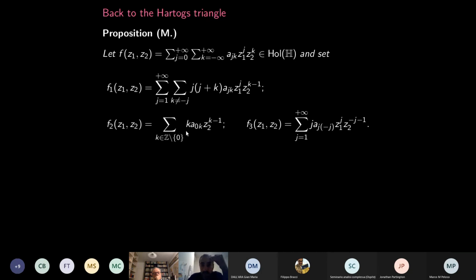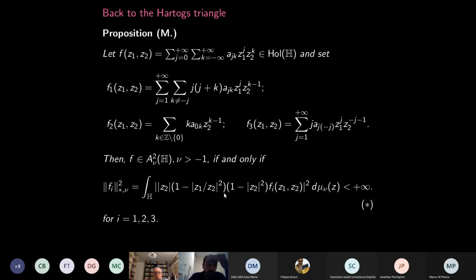And finally, the last case is F3, which is the case when we are summing over J, but K is equal to minus J. So here we have the coefficient A_J,-J, and then we have J times the coefficient A_J,-J, Z1 to the J, Z2 to the minus J minus 1. So these are all, let's say, derivatives of the function f.